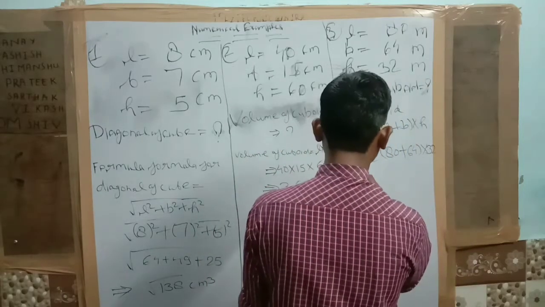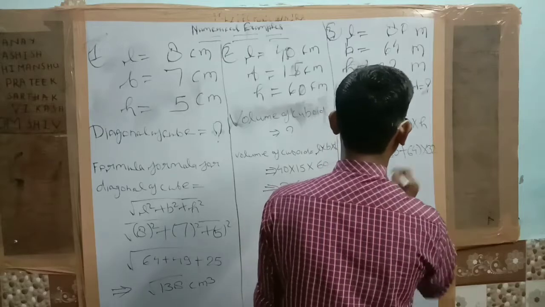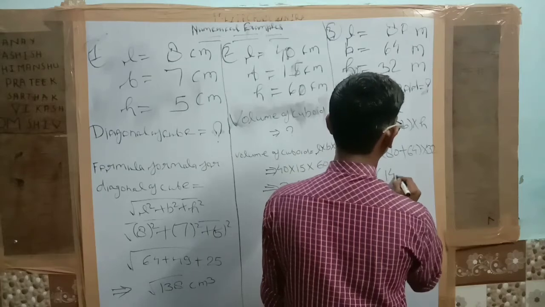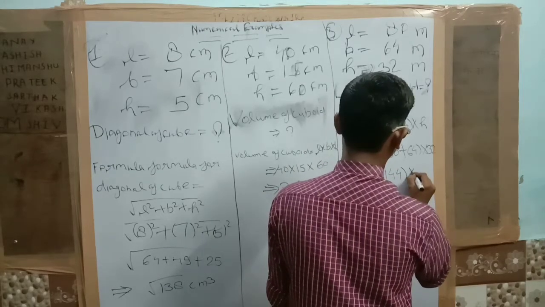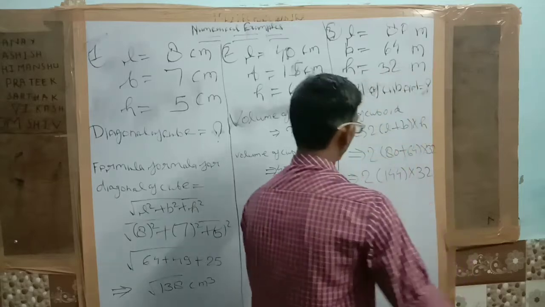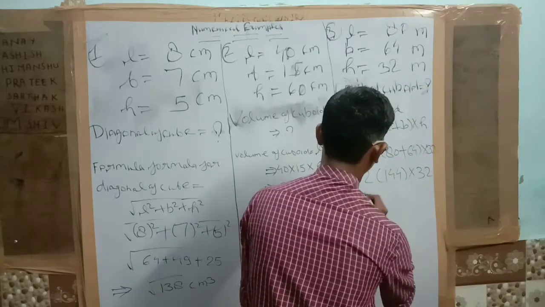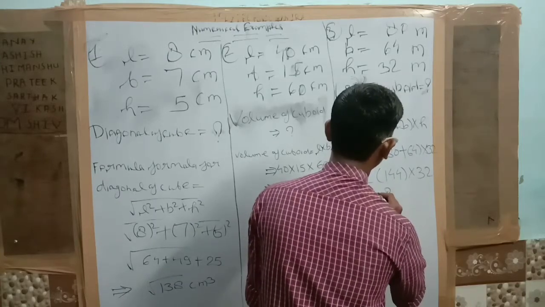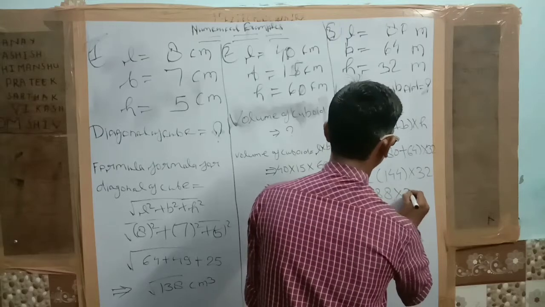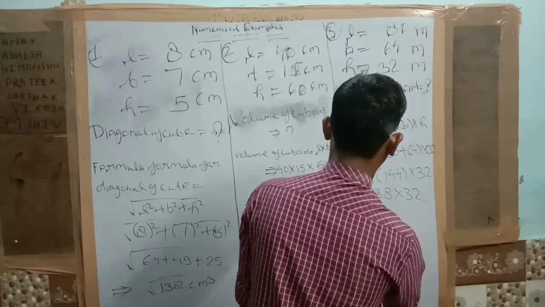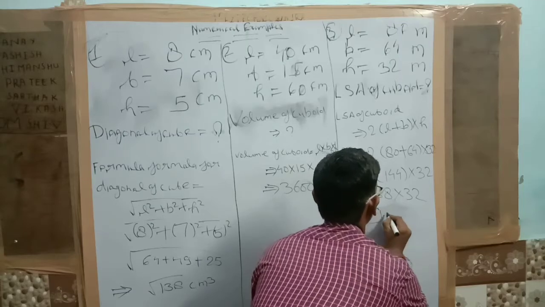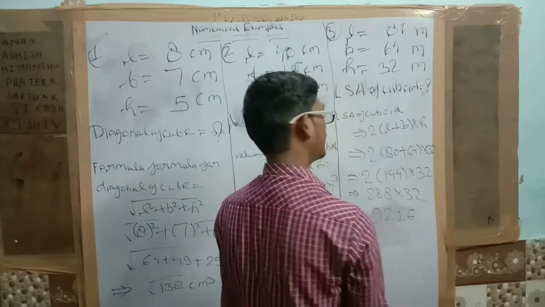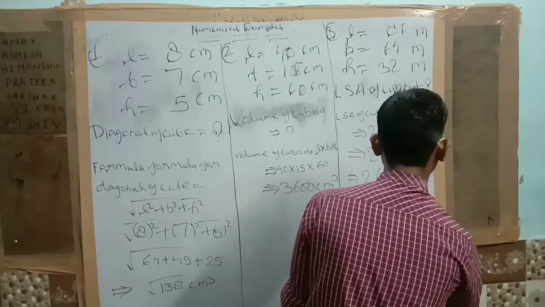Now we are solving this. 80 plus 64 is 144. 2 into 144 means 288 into 32. The final answer of this numerical is 9216 meter cube.